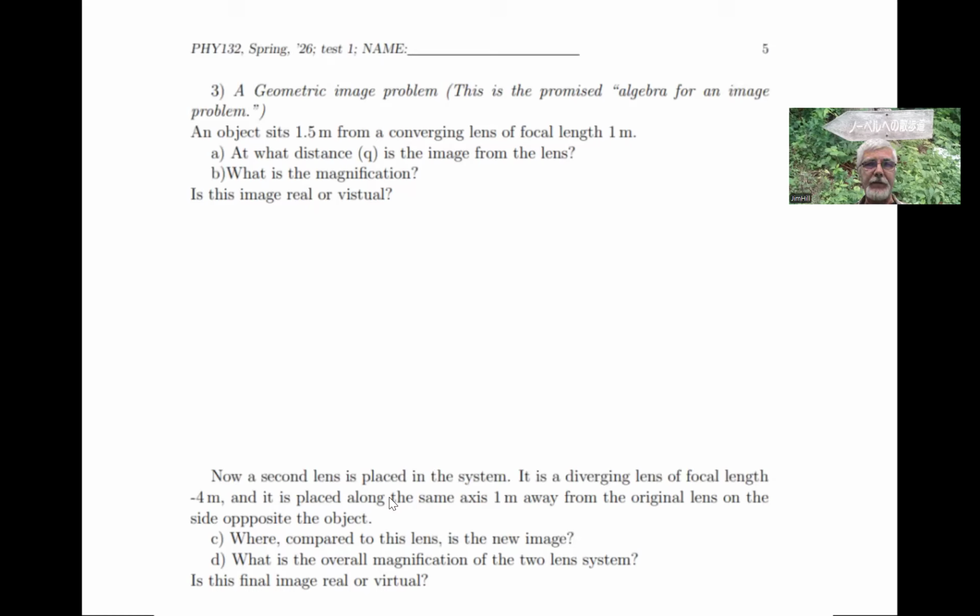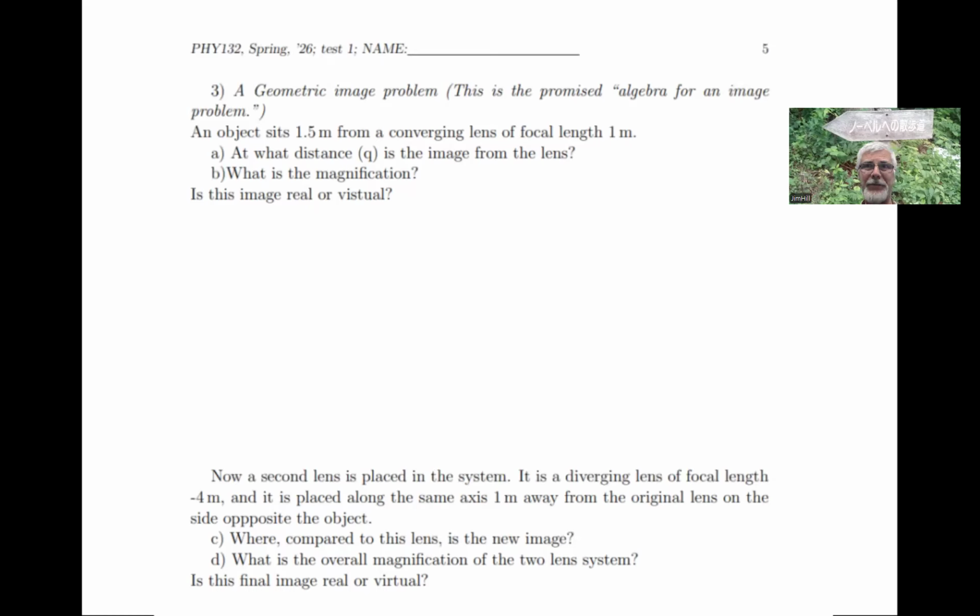I put a second lens into the system. It's a diverging lens with a given focal length, a rather long focal length compared to the first lens, and it's along the same axis and on a particular side. And I've got diagrams. I'm going to go through this whole thing. So I ask where, compared to the new lens, is the new image. And then I ask what the overall magnification for the two lens system is, and the final image, is it real or virtual?